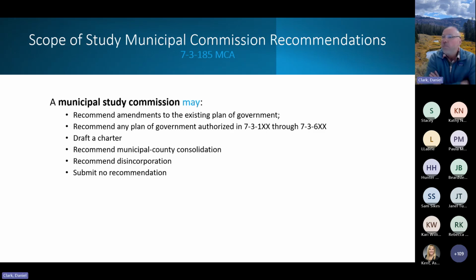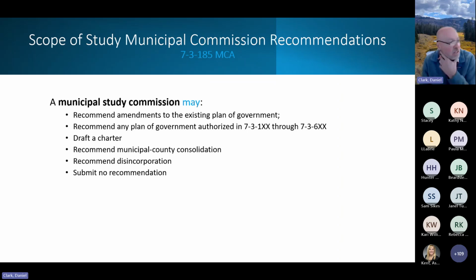This is the same basic outline for municipalities as it was for counties. They can recommend changes to their existing plan of government. They can review the alternative forms of government. They can draft a charter, consolidate, and collaborate with other study commissions. They can recommend disincorporation, which for counties is not an option. You can merge with another county, but you can't disincorporate. However, municipalities can. Counties cannot, municipalities can. So that's always an interesting conversation.